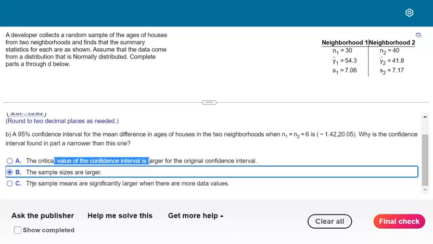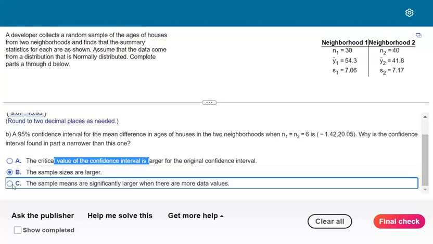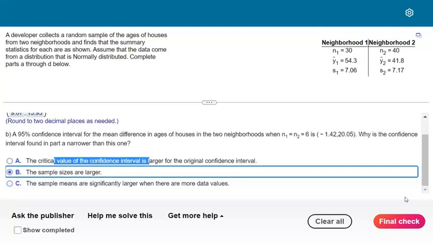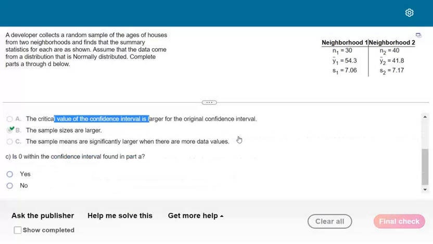Part C, the sample means are significantly larger when there are more data values. No, that's not true. You could get unlucky and pick data values that just happen to be smaller than the other ones, so that's not true. So B has to be the right answer here.